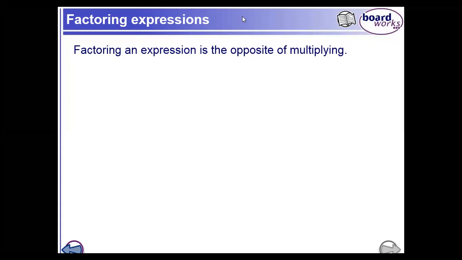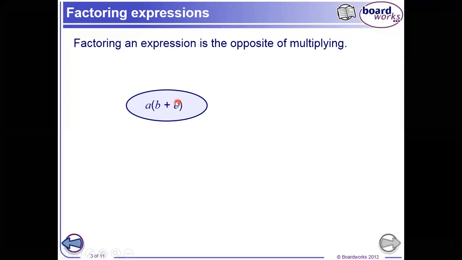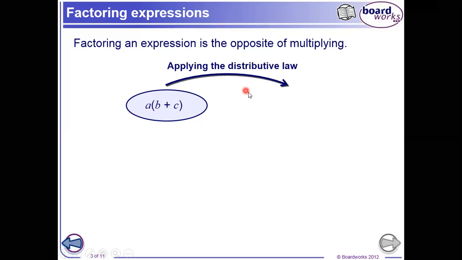For today, we are going to look at factoring expressions, or what we call factorizing of expressions. So first of all, factorizing of expressions is the opposite of multiplying. For example, if you have an expression like this, and you multiply a into this bracket, the answer will be a times b, which gives ab, and then a times c, which gives ac.